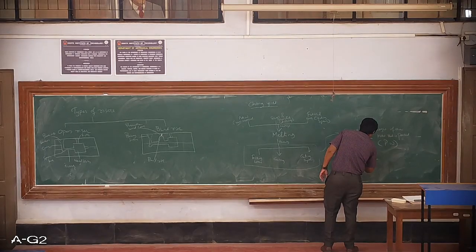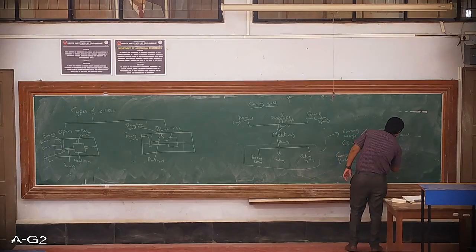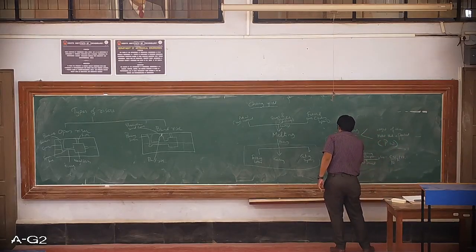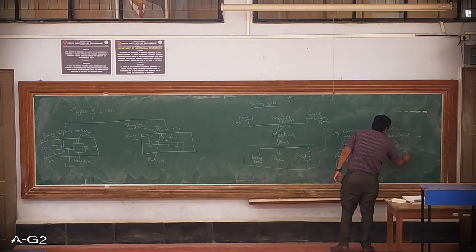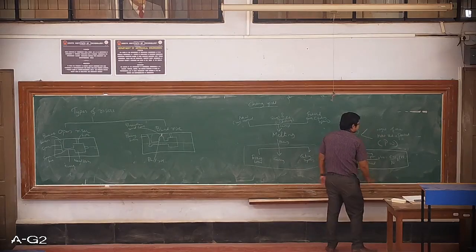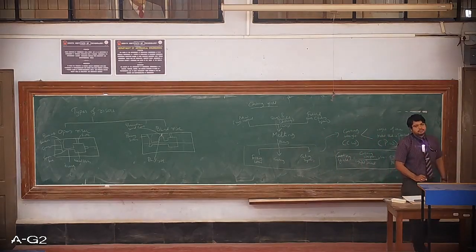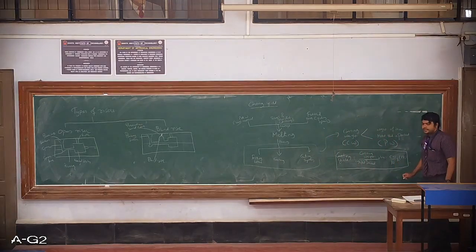Weight of metal poured into 100, that is CW divided by PW into 100. So this is nothing but casting yield. As it is mentioned always in terms of percentage, we multiply it by 100.